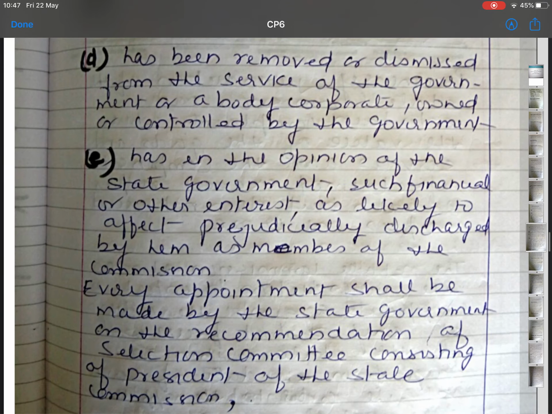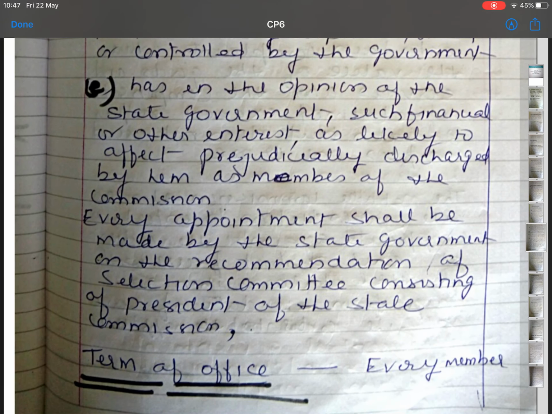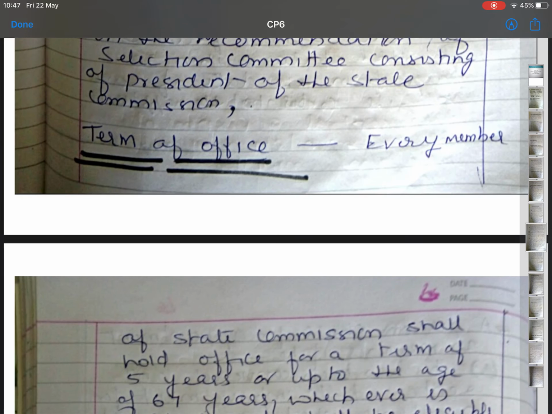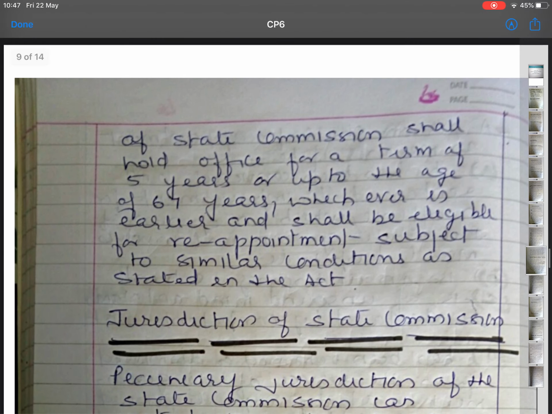Every appointment shall be made by the state government on the recommendation of a selection committee consisting of the president of the state commission, the secretary of consumer affairs of the state, and the secretary of the law department. Now comes the term of office. Every member of the state commission shall hold office for a term of 5 years or up to the age of 67 years, whichever is earlier, and shall be eligible for reappointment subject to similar conditions as stated in the Act. Then comes the jurisdiction of the state commission.